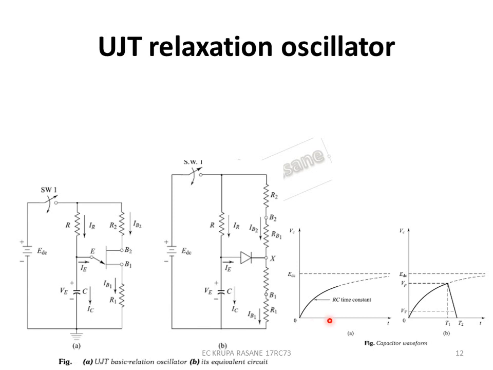So the function of the capacitor is it will start to charge with a time constant of RC, and try to reach the value of EDC. But as it charges, it reaches the value of V peak. When it reaches the V peak value, the diode is going to start to conduct. Once it conducts, we know that the UJT is turned on, or the diode is turned on, and hence the UJT switch is turned on, and the capacitor will find a path now to discharge through this particular diode.